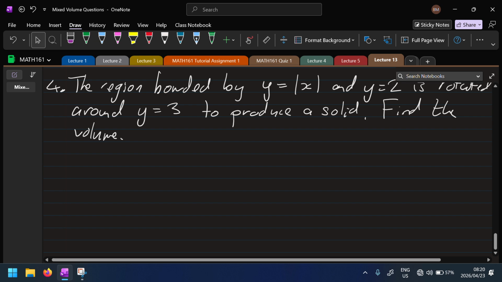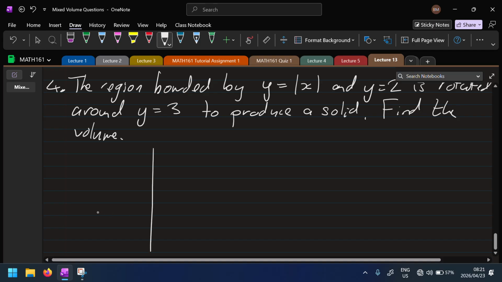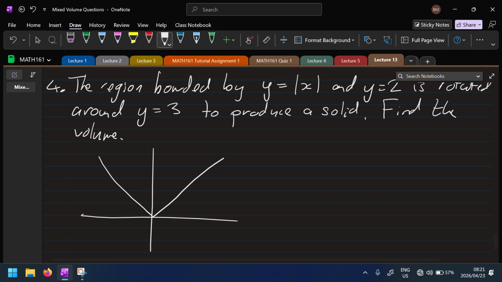So the function's a little bit different now. Please remember your sketching: quadratics, cubics, all those simple shapes. You need to be able to sketch for this first part. So absolute value of x, we know what that looks like. It's that V shape. And then y equals 2 will just be a horizontal line. So what do we get for the region? Absolute value of x looks like that, and then y equals 2 is just a horizontal line there.